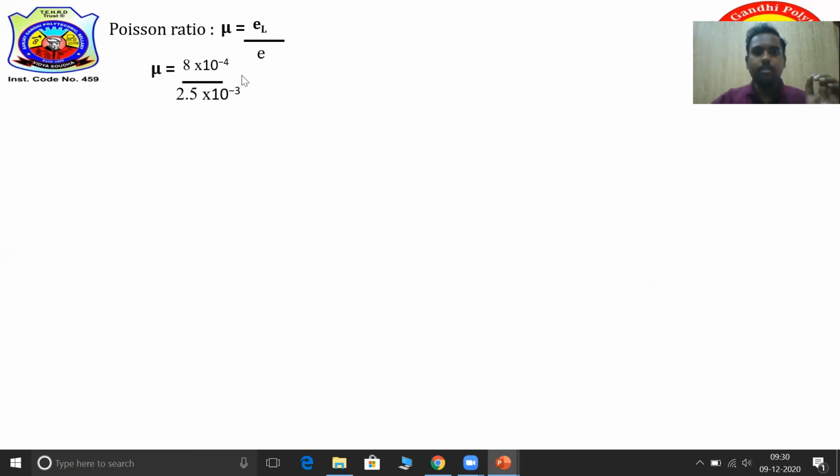Mu equals 8 into 10 power minus 4 divided by 2 into 2.5 into 10 power minus 3. It's very simple. So I'll get the value of mu equals 0.32. Students, make sure this value will not exceed 1. If it exceeds 1, it indicates that we have made a mistake, and then you need to go and cross-check again. Once I have the Poisson's ratio, now it's time to calculate the elastic constants.